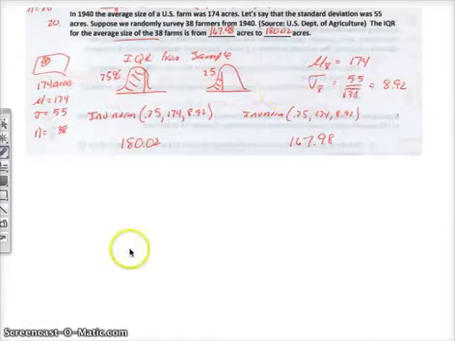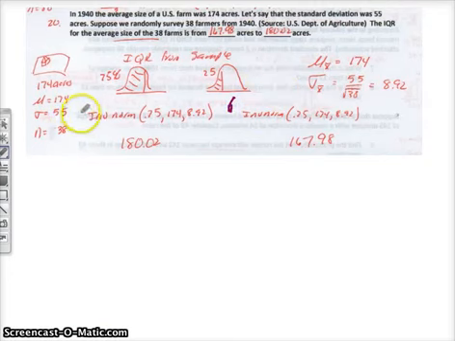Okay, Mr. Staples, can you do a more difficult problem? Sure. All right, so here's the question, it's one of the last questions. In 1942, the average size of a U.S. farm was 174 acres. Let's say the standard deviation was 55. Suppose we randomly survey 38 farmers from 1940.